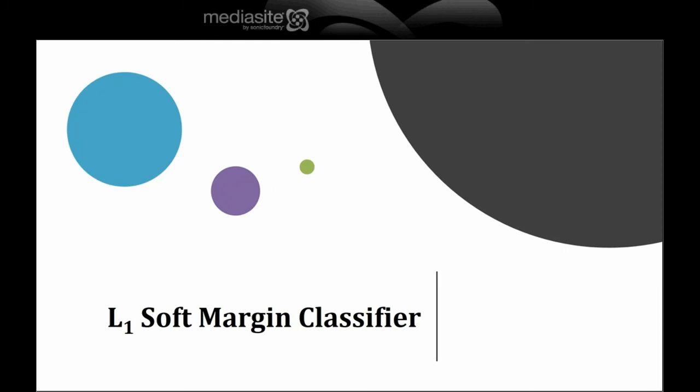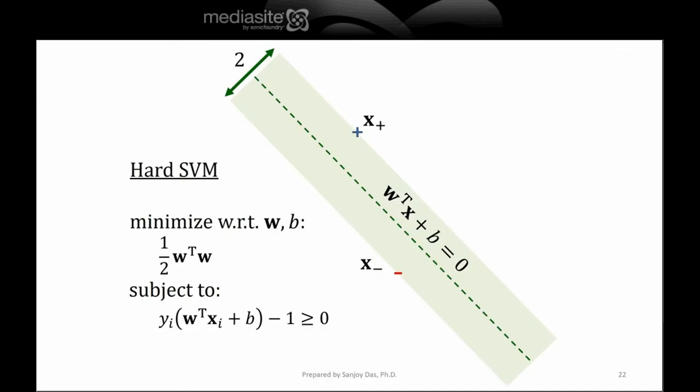Now let's look at the L1 soft margin classifier. We'll look at the primal formulation and then we'll derive the dual. This is the primal formulation for the hard margin classifier. As you recall, we have to minimize half W transpose W, and the constraints are for all points yi times W transpose xi plus b should be greater than or equal to 1. In other words, they shouldn't be at distances closer than 1 from the hyperplane.